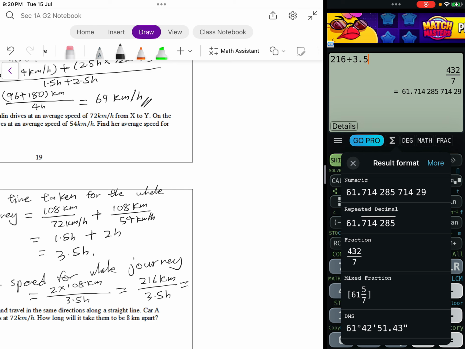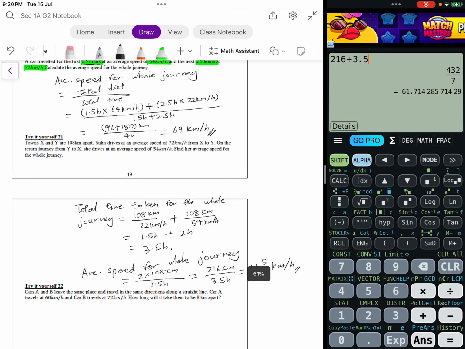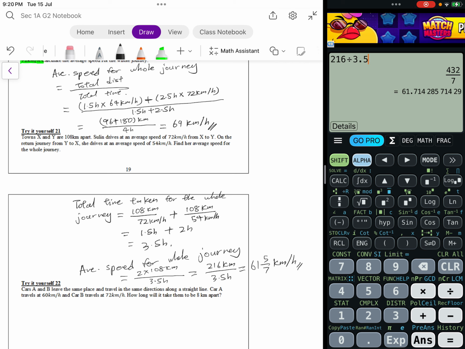Okay, so from here, our average speed will be 61 and 5/7 kilometers per hour. Alright, okay, so we are done with Try Yourself 21. Okay, another 4 more questions and we're done. Hang in there.